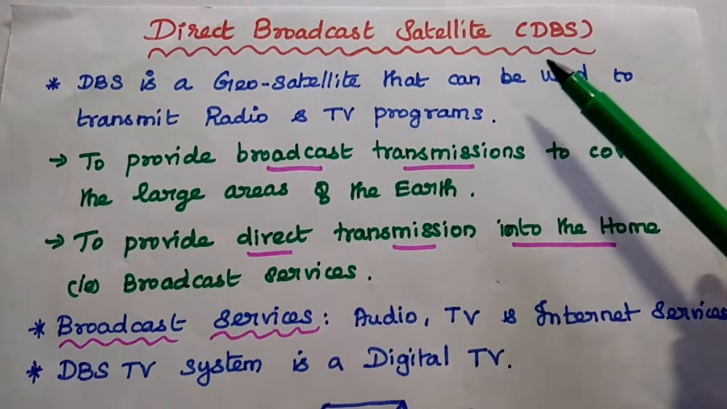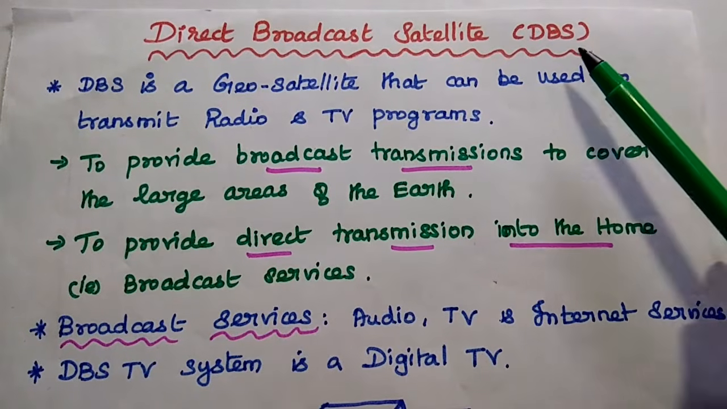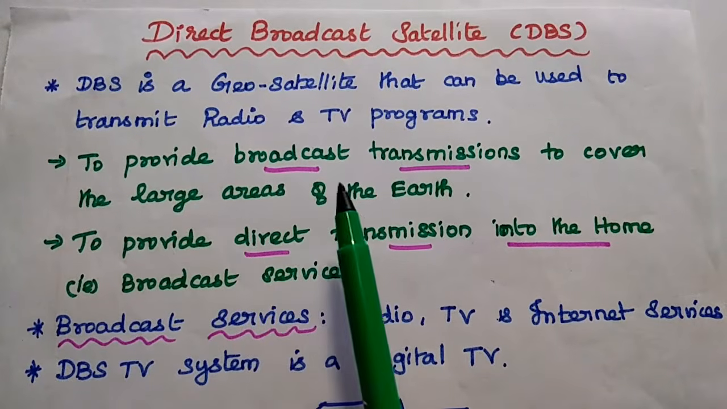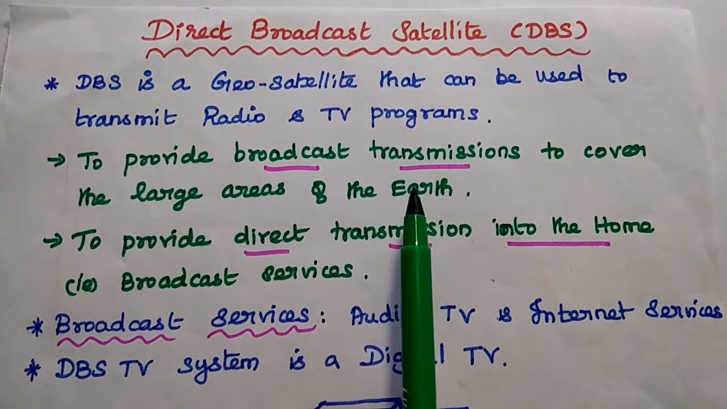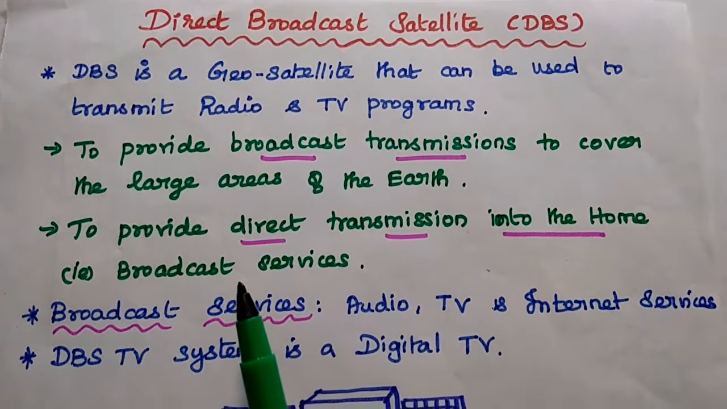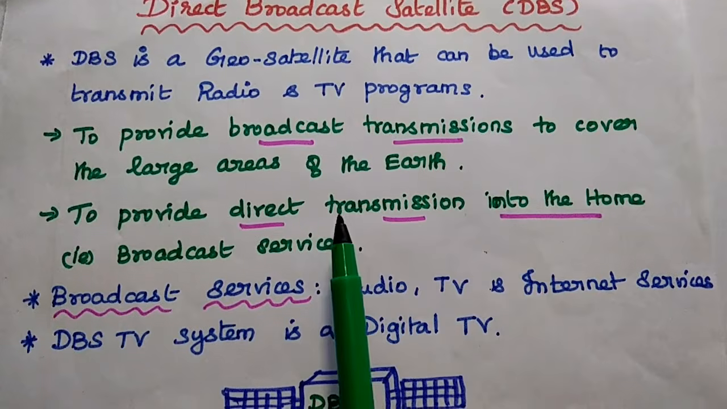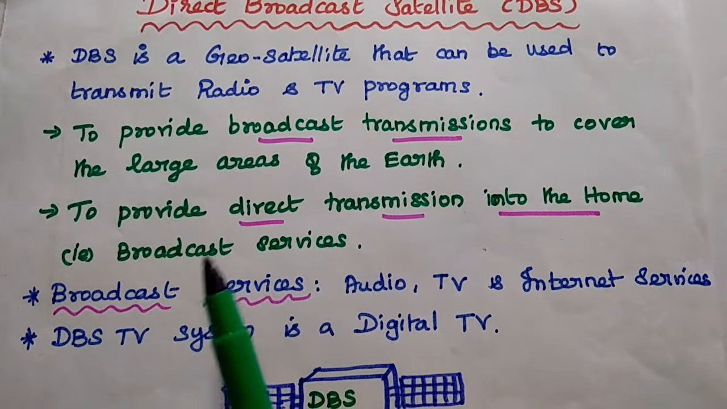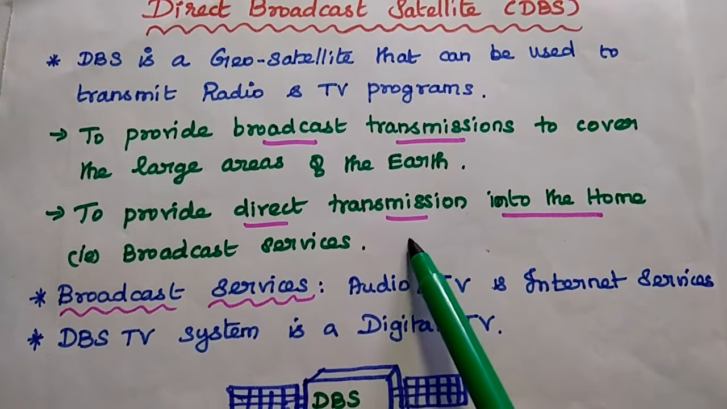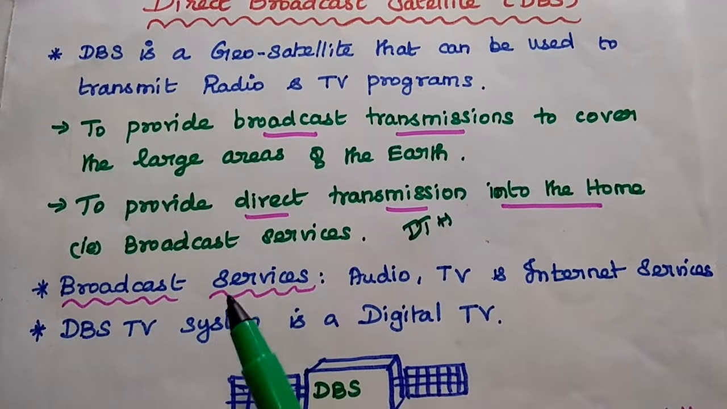Dear students, now we are going to discuss direct broadcast satellite in detail. It is also called DBS. This direct broadcast satellite is a geostationary satellite which is widely used to transmit radio and TV programs. It is mainly used to provide broadcast transmissions to cover large areas of the earth, and also to provide direct transmission into the home, simply known as DTH, direct to home. That is also known as broadcast service.